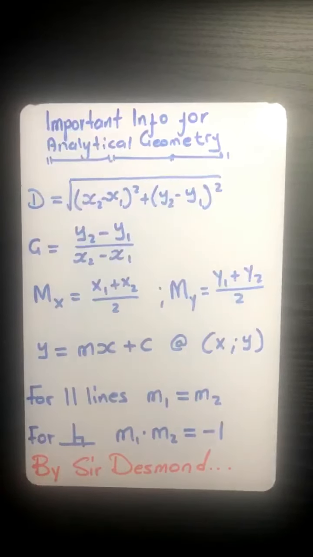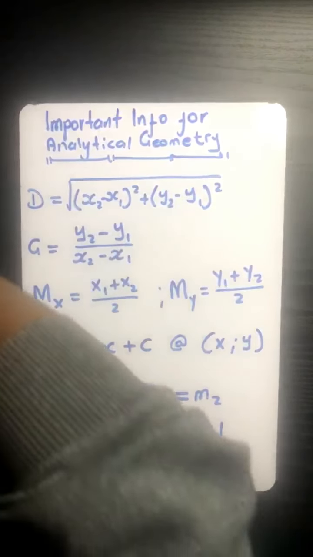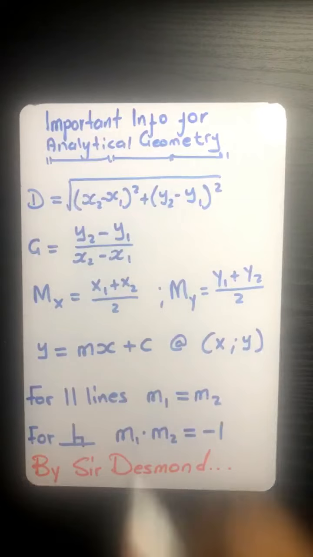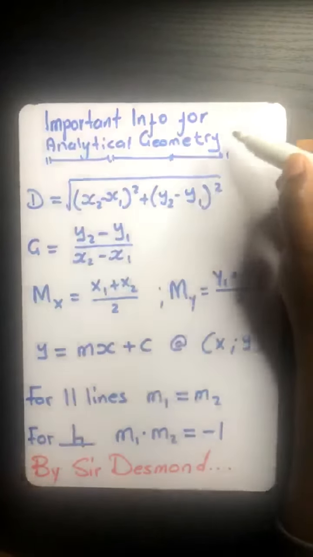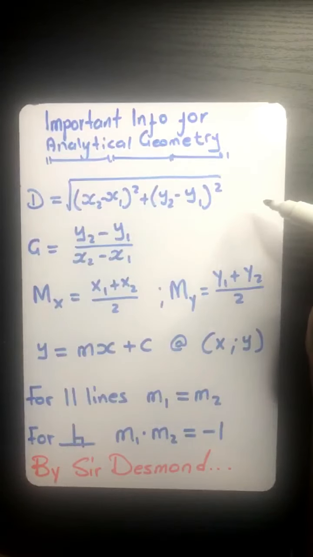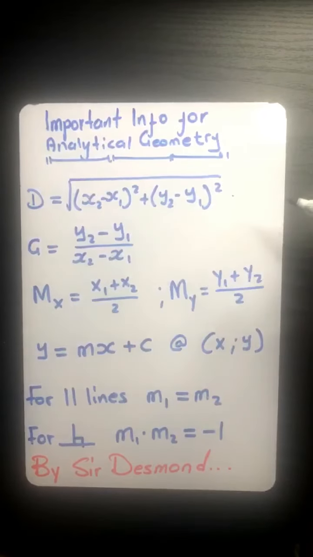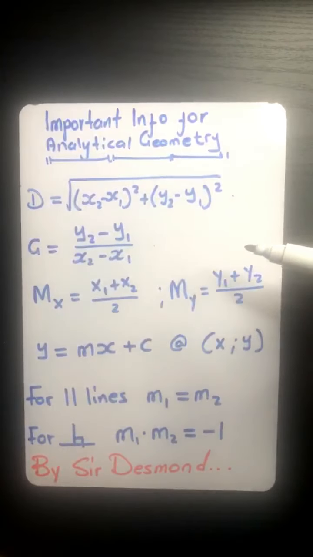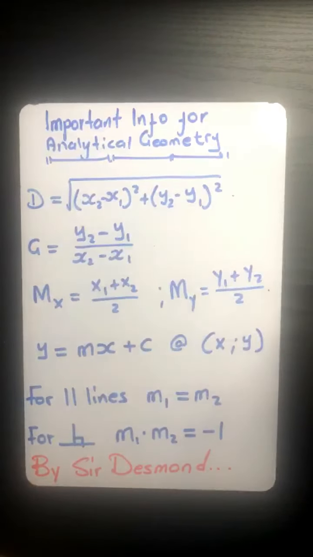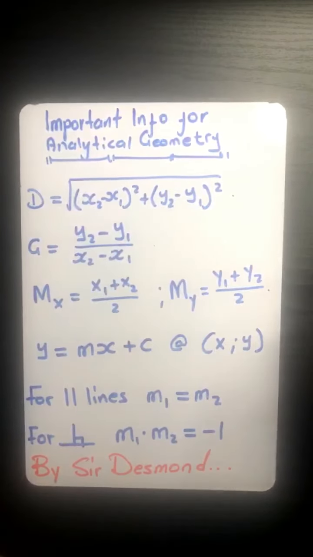So guys, without any waste of time, I assume all of you were able to see the question paper that was sent in the group. I've given you important information for analytical geometry, which is, number one, the distance formula. For those who attended my lesson yesterday, we discussed all that you needed to know regarding the distance formula. Over there, we've got the gradient formula. I've also explained all that you needed to be aware of regarding the gradient formula. And we've got the midpoint formula, where the midpoint refers to the middle point. It's a point which is in the middle of the two points.